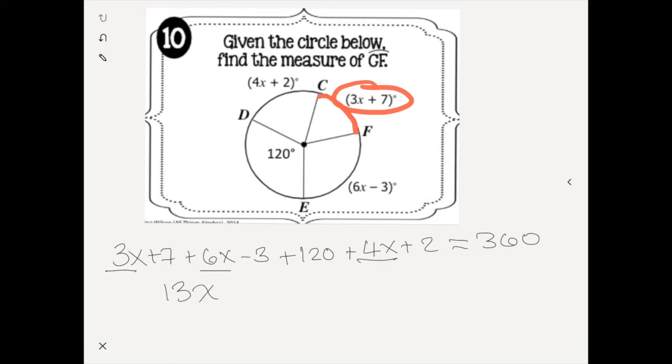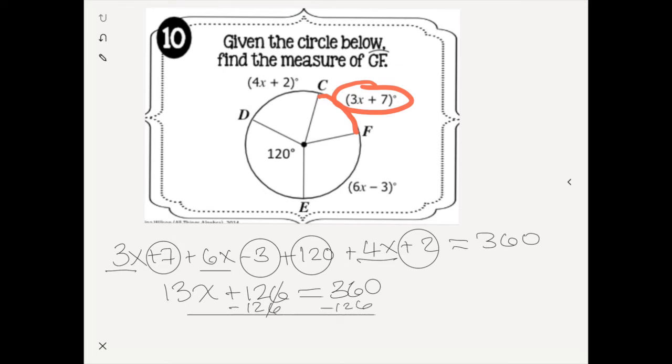So we have 13x. Then we have a 7 minus 3 plus 120 plus 2. That's going to give us 126. So plus 126 is equal to 360. Now we're going to subtract 126 from both sides. We're going to have 13x is equal to 234. Divide both sides by 13. This cancels, and we have x equals 18.